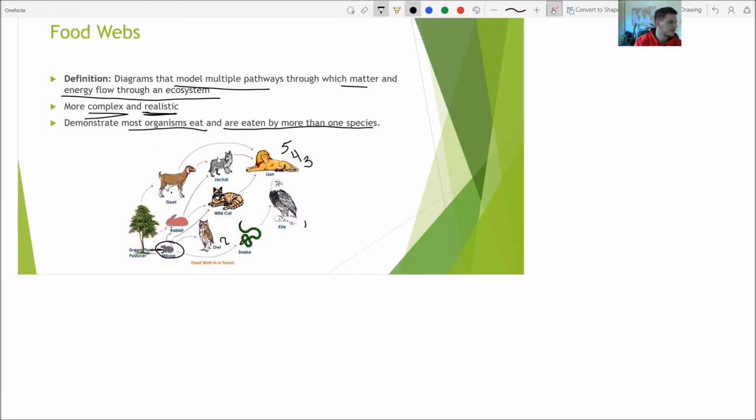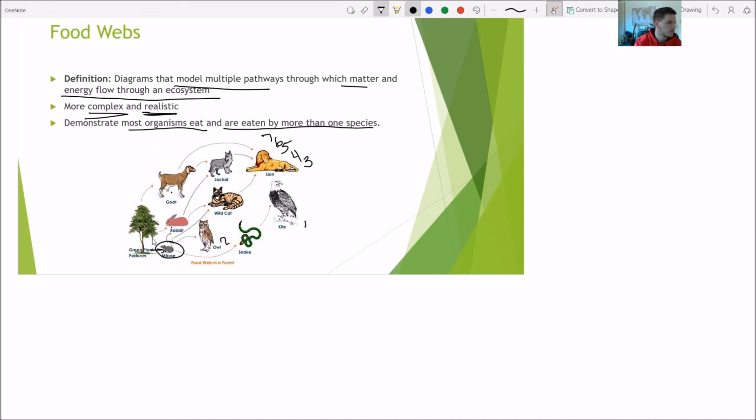Now let's try the rabbit. Let's see how many food chains we can have in total on this food web. So the rabbit eats the tree, the cat eats the rabbit, and the lion eats the cat, so that's 6. Rabbit, eaten by a jackal, eaten by a lion. 7 food chains so far.